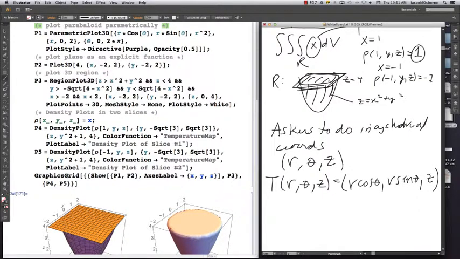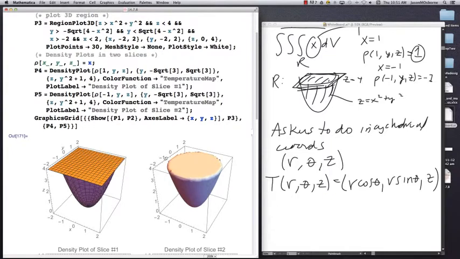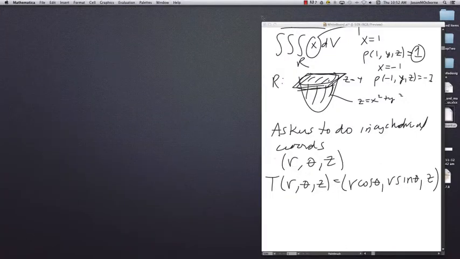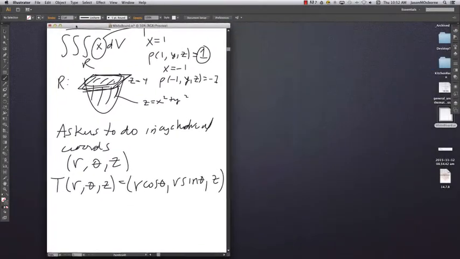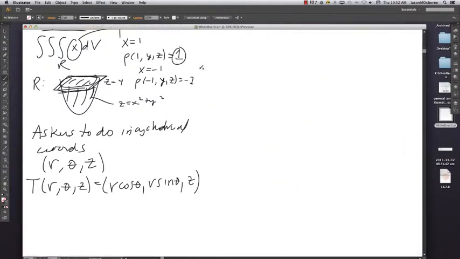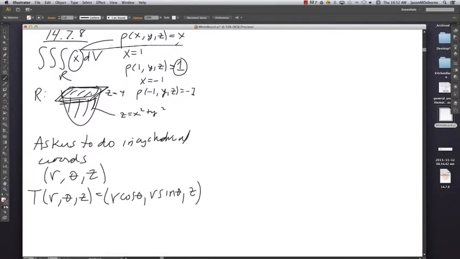So we're going to break this problem into steps. Here is the code that I used to generate these plots. And then we want to set up the mass integral of this region in cylindrical coordinates. That's what we will work on now. So we need to take this integral and transform it to cylindrical.